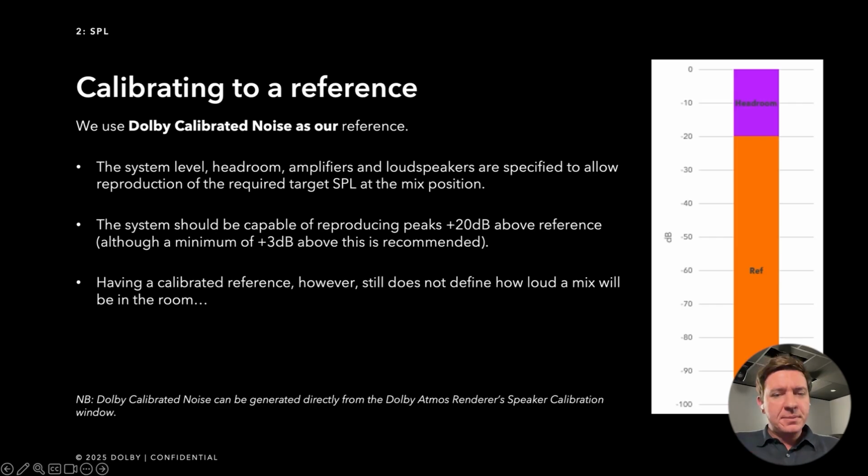Okay, so we know how to measure the signal. We know what reference signal we're going to use. But actually, having a calibrated reference still doesn't necessarily tell us how loud our mix is going to be in the room. Just because we've used a known reference, we could decide to still mix super low on the meters or super high on the meters. But we also need a specification in the digital realm to be able to define how loud our mix is going to be. And that's where the average loudness specifications come into things.